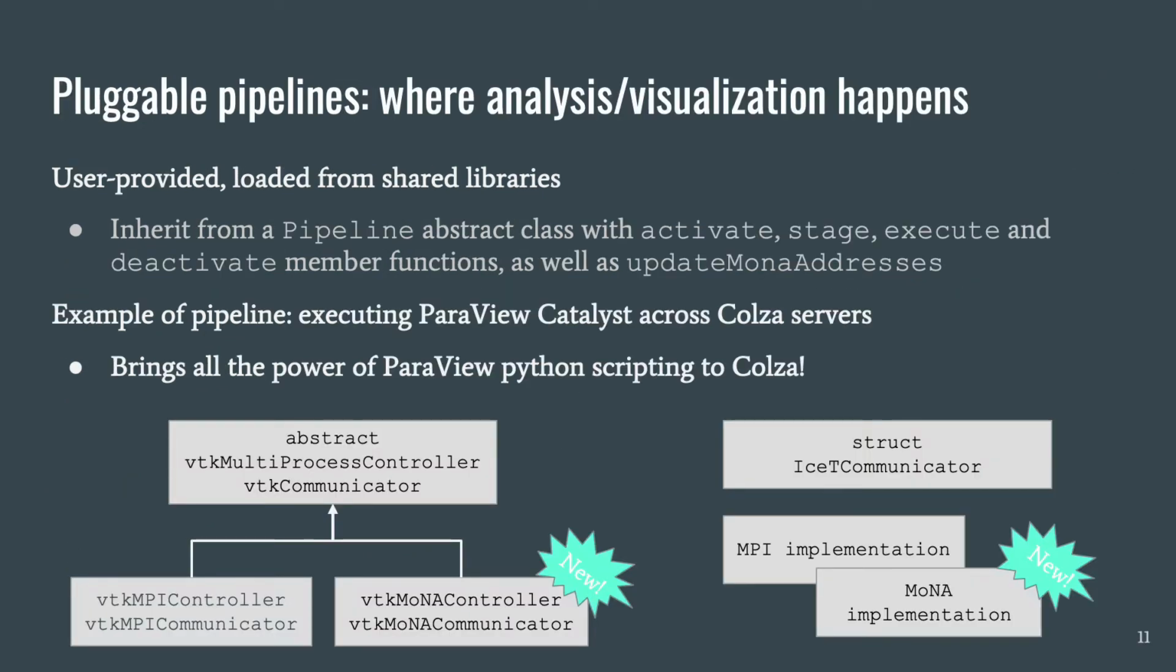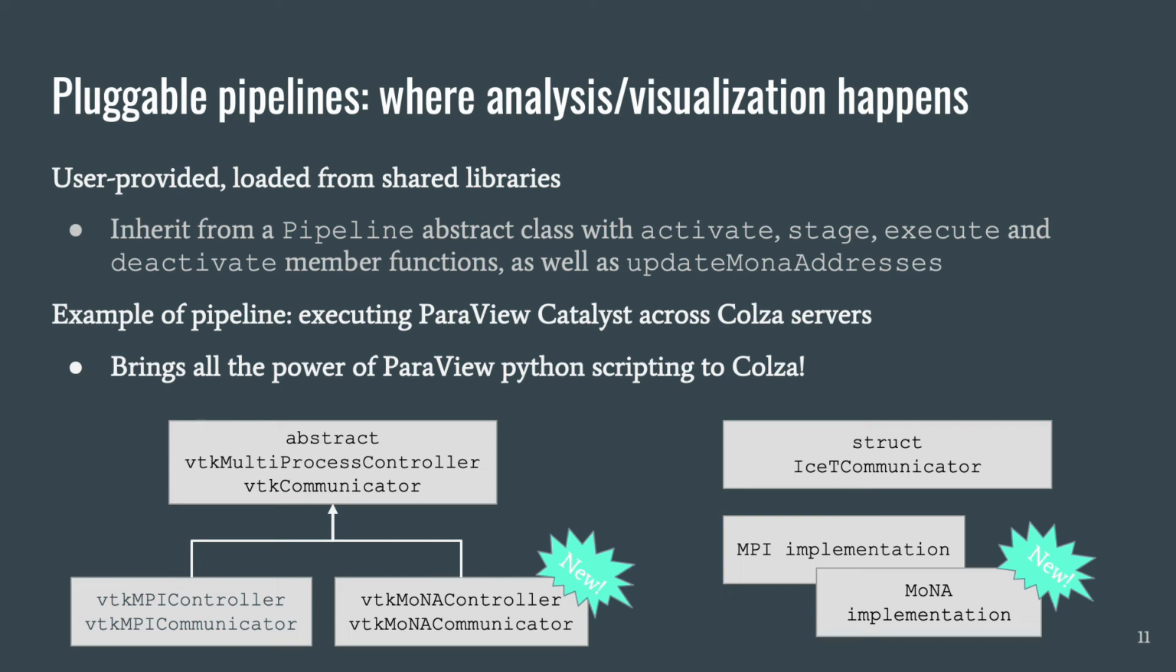Finally, the pipeline part of Colza is where visualization actually happens. Pipelines can be provided by the users in the form of dynamic libraries containing a child class of an abstract pipeline class with the corresponding activate, stage, execute, and deactivate functions.